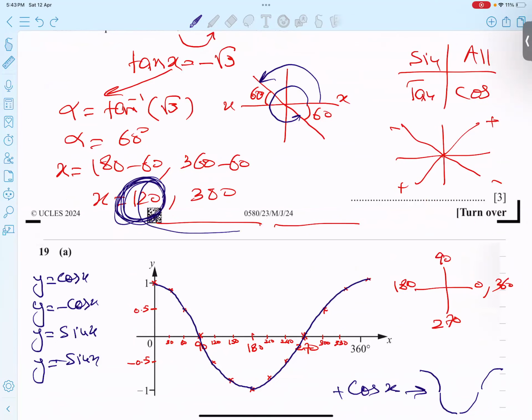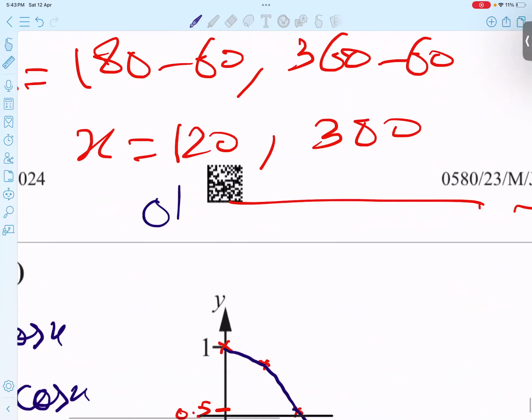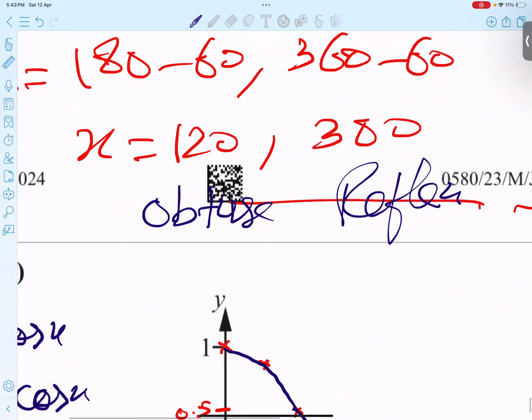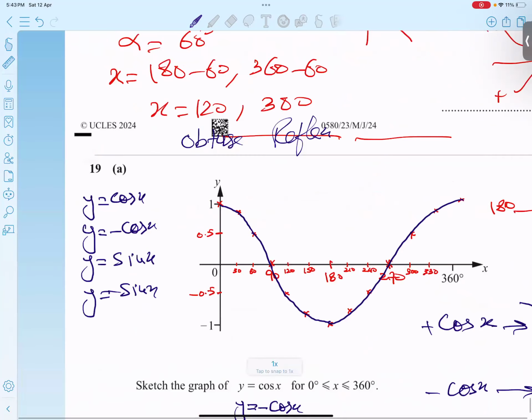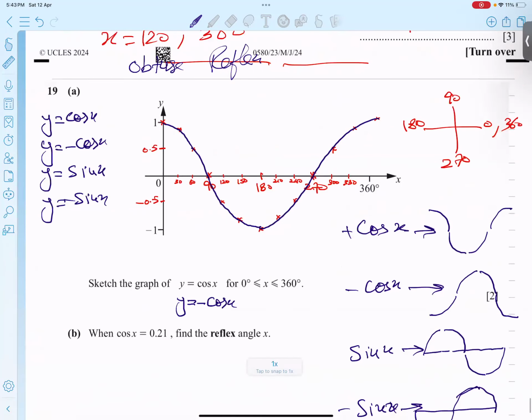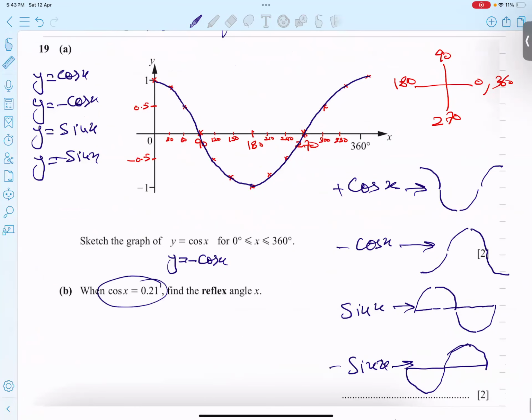Obtuse. This is reflex angle. I believe you people are understanding. This is obtuse angle. This is reflex angle. I believe you people are understanding well. So take your time. I'm going to assign a job: solve this question the way we have done the above questions.